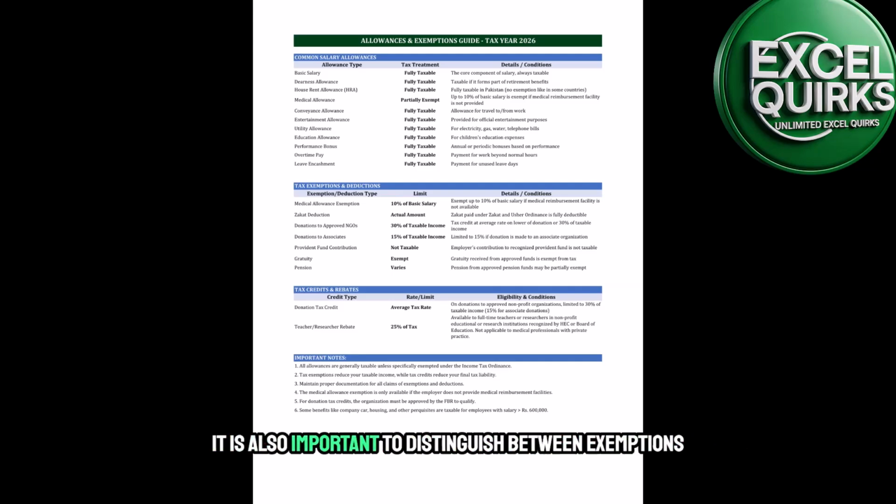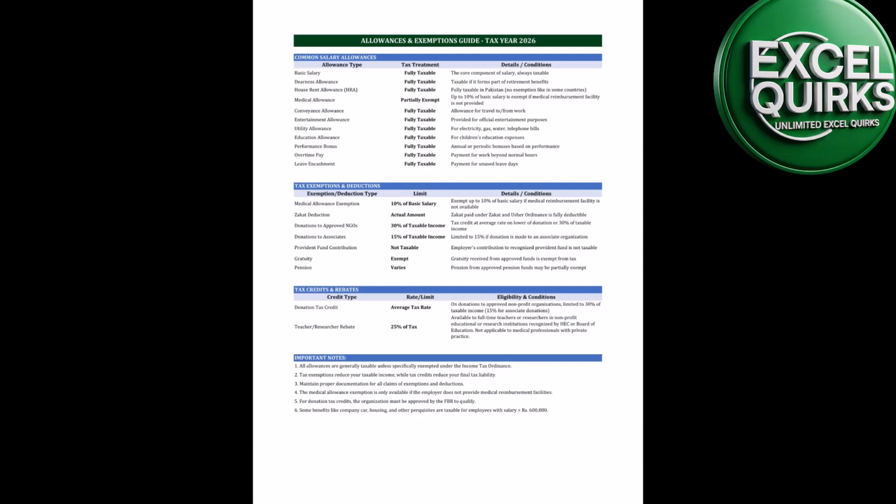It is also important to distinguish between exemptions, which reduce your taxable income, and tax credits, like the teacher or researcher rebate, which directly reduce your final tax bill. Proper documentation for zakat and donations to approved NGOs is essential to claiming these benefits successfully.